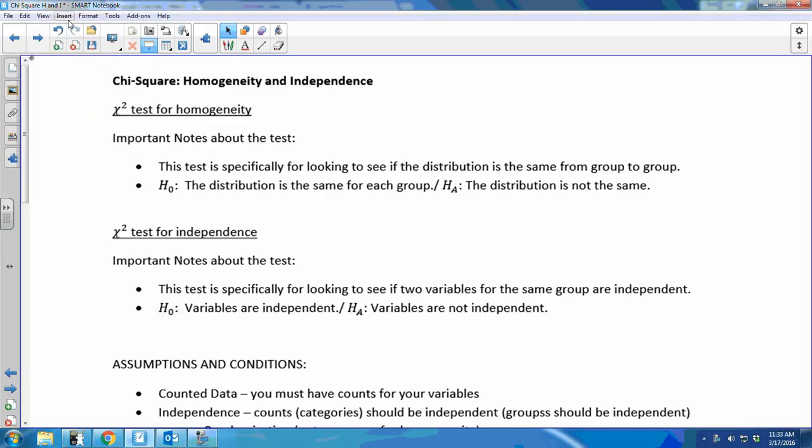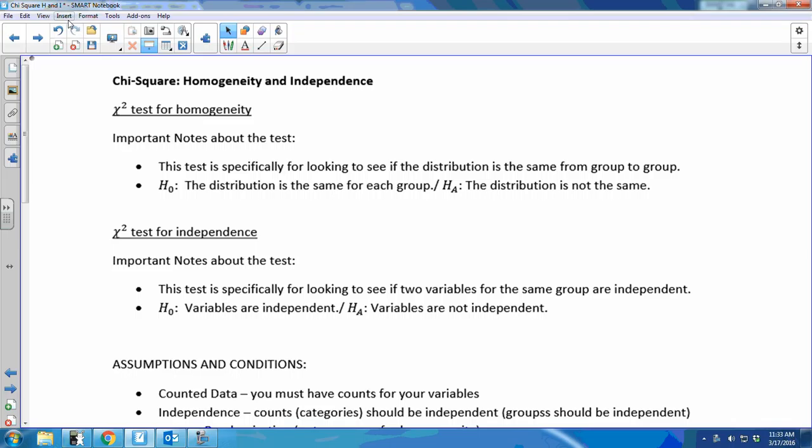So yesterday we talked about chi-square tests, and all we did was name the tests, right? We went over homogeneity and independence. So homogeneity, you have two different groups that were sampled independently. For independence, you have one group that was sampled.